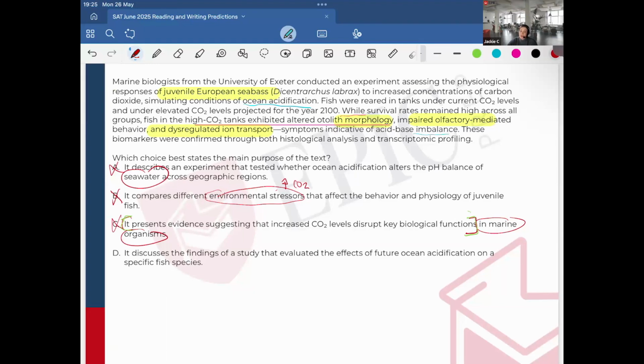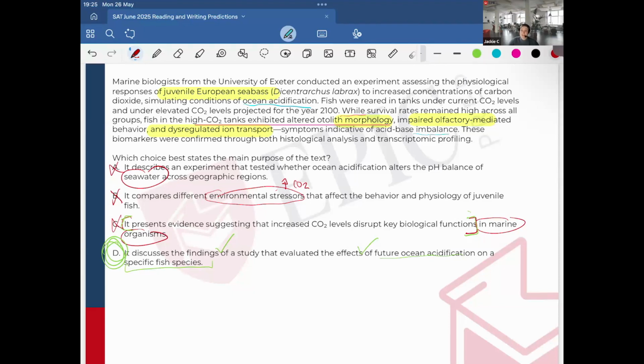So we can eliminate. And D must be D, but let's check: it discusses the findings of a study that evaluated the effects of future ocean acidification on a specific fish species. Yes, findings of a study, yes, that happens. Evaluated the effects of future ocean acidification, also yes. And species of fish, yes, the juvenile European sea bass. So must be option D.